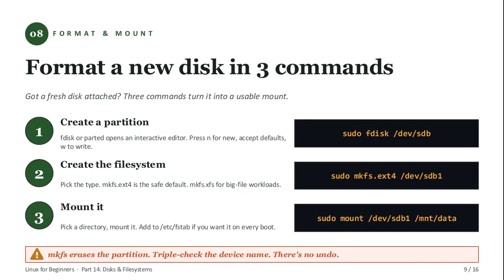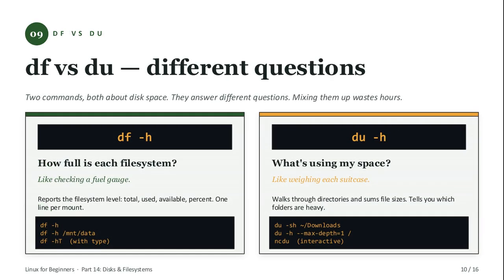One word of caution. mkfs wipes whatever's there, so triple-check that device name. There's no undo button. Now that your file system is mounted, you'll want to keep an eye on it, and that's where df and du come in. They sound similar, but they answer very different questions.